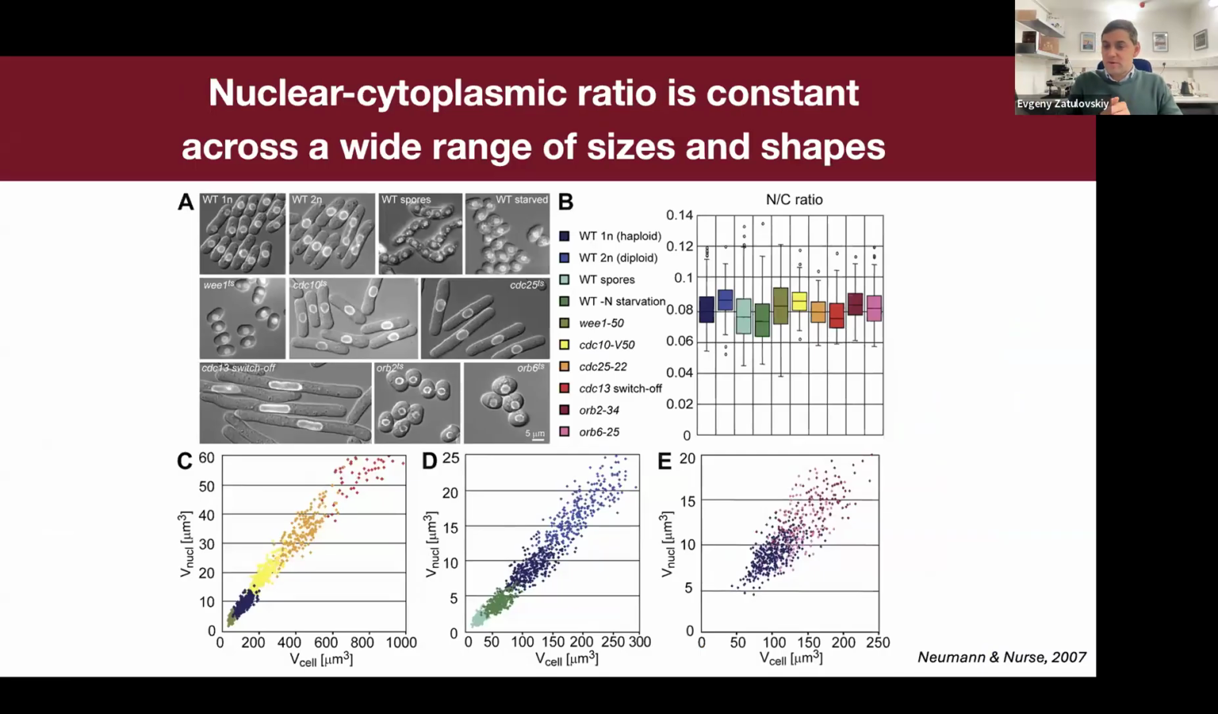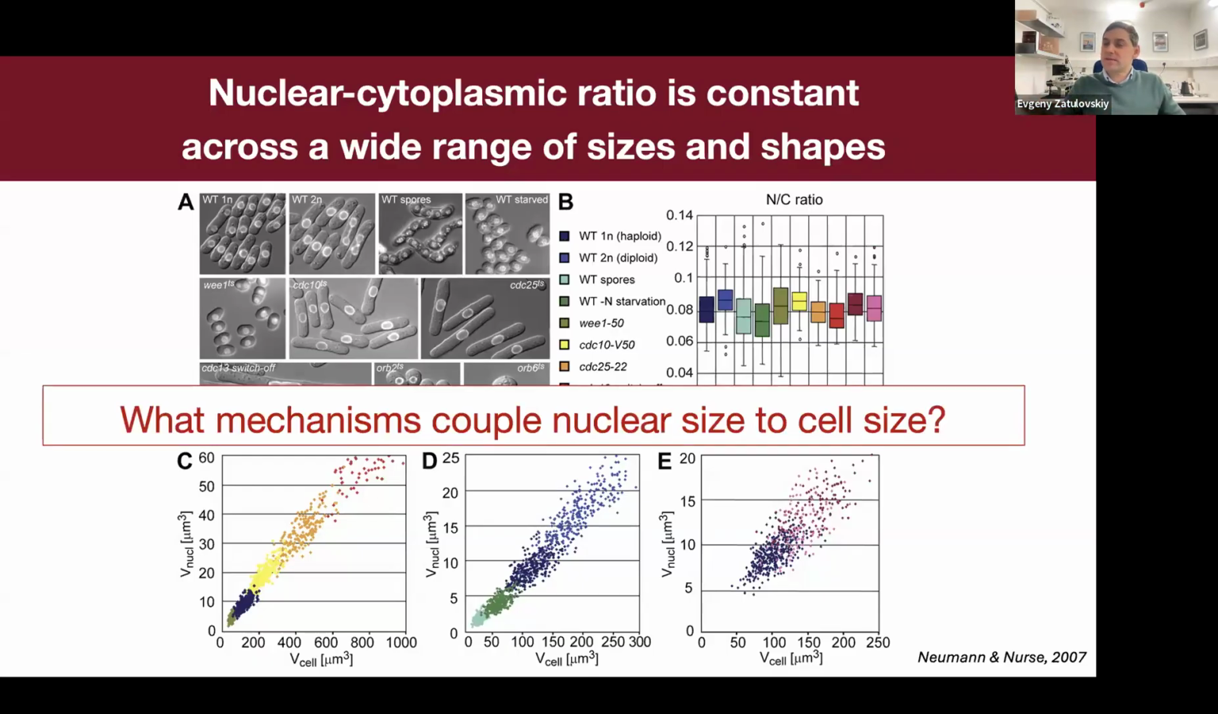And in this beautiful work by Paul Nurse's lab, they also showed that within a given species, the fission yeast, they can generate cells of different shapes and very different sizes across a wide range of sizes, and they still see a very stable NC ratio across multiple orders of magnitude in size and also across different shapes. So it's a very robust nuclear size to cell size ratio. But the question is, what mechanisms couple nuclear size to cell size?